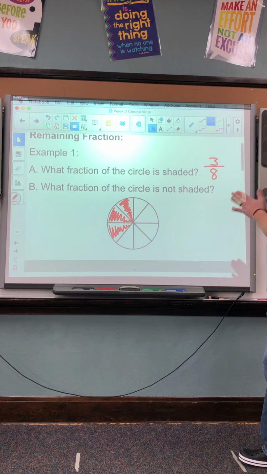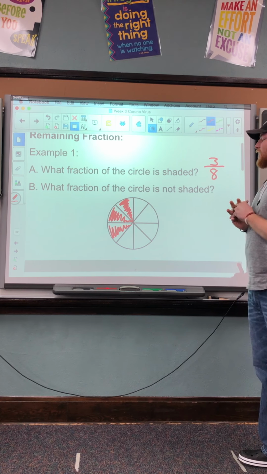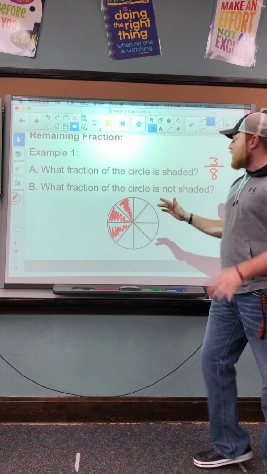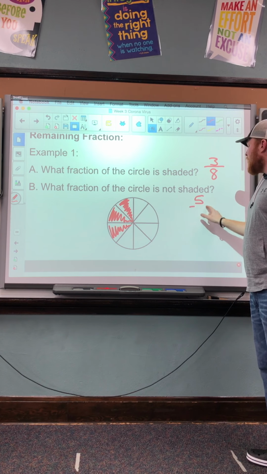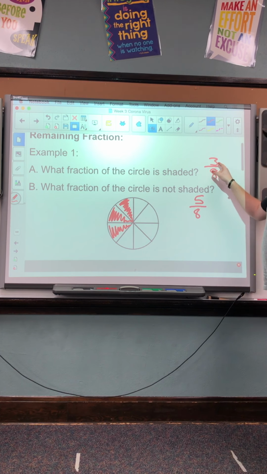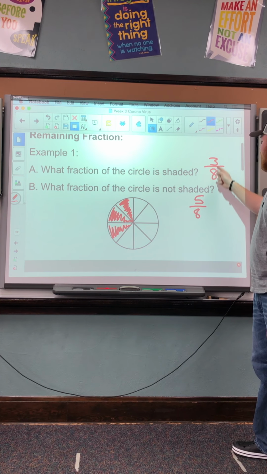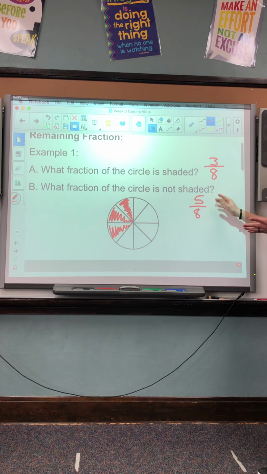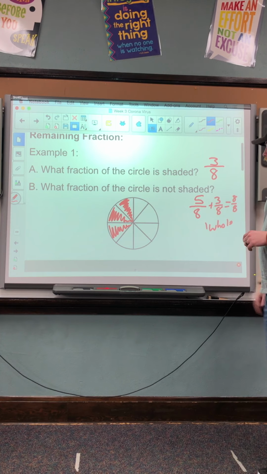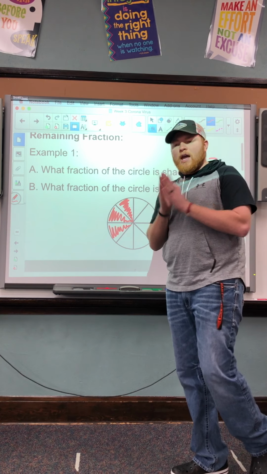Now, it's asking what fraction of the circle is not shaded. Either you could count that out, 1, 2, 3, 4, 5, and your denominator doesn't change, or you can find the difference between the denominator and the numerator. So 8 minus 3 is 5. Because if you add 3/8 and 5/8 together, you should get 8/8, which equals a whole. So 1 whole. And that's the end result you want.